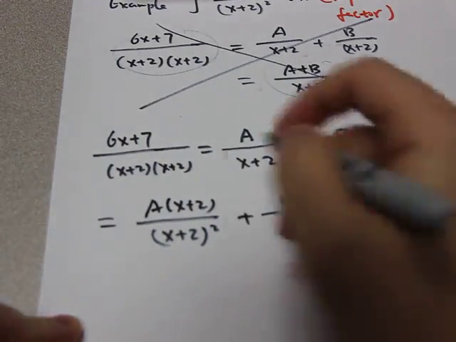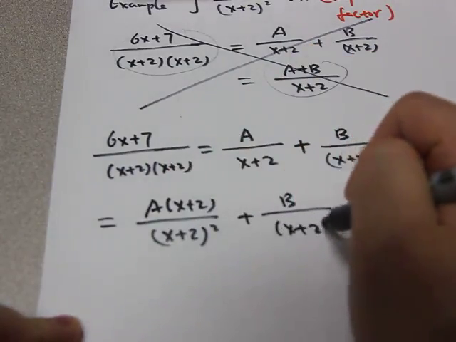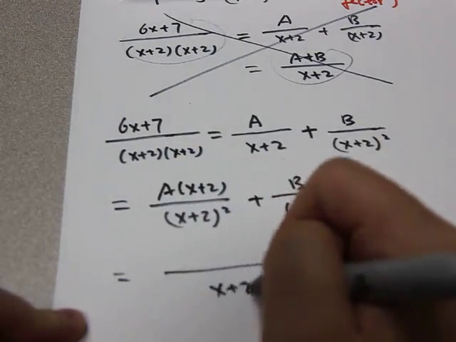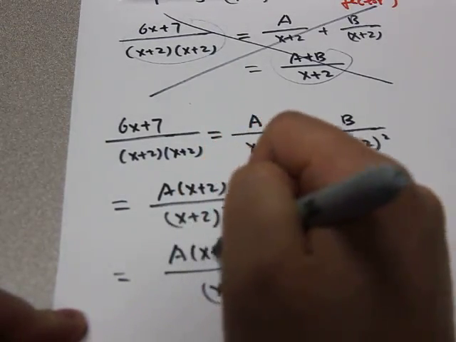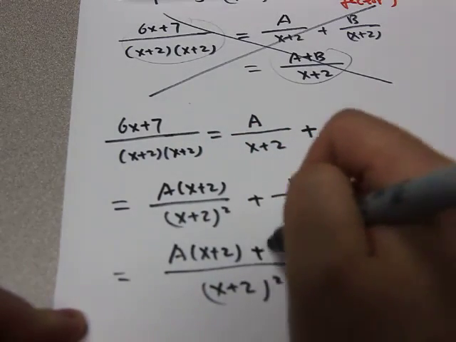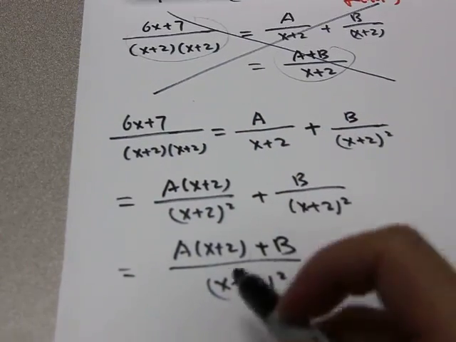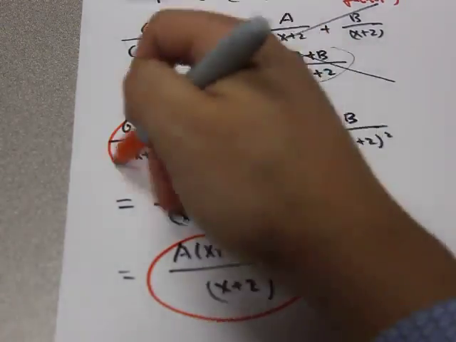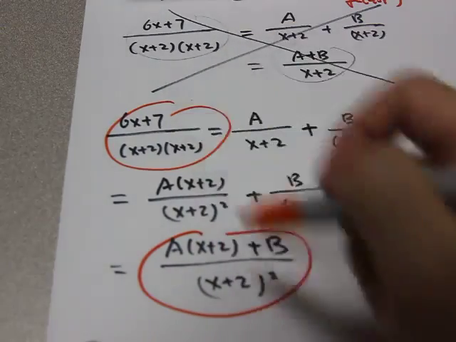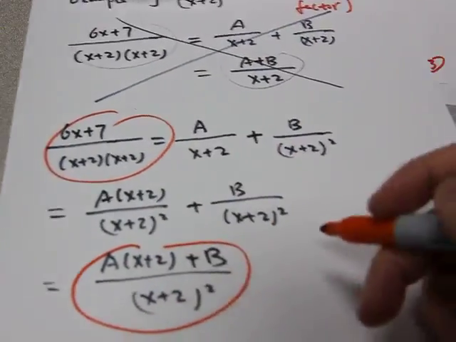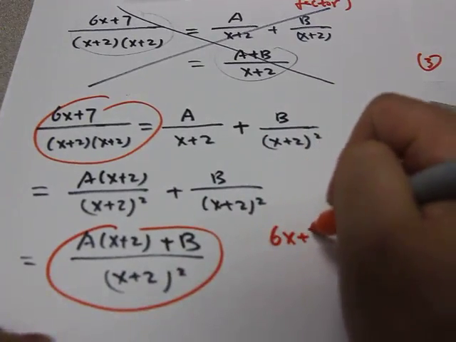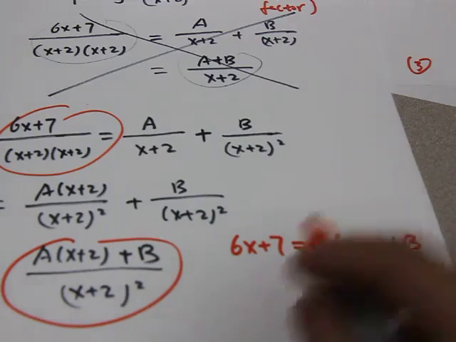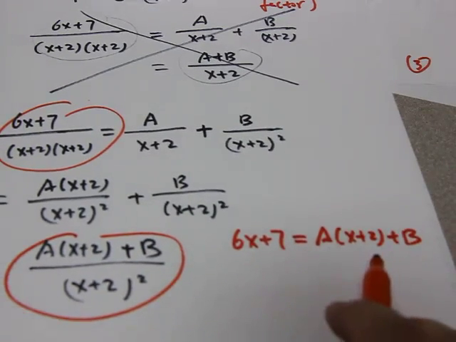And then I can add these two fractions together, and I have A(x + 2) + B. Now at this point, I will be able to compare this with this, right? So from these two expressions, we can see 6x + 7 must be equal to A(x + 2) + B, and we use this to figure out A and B.